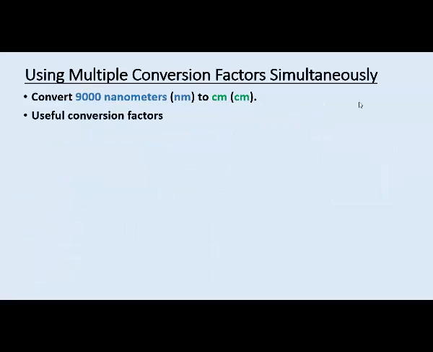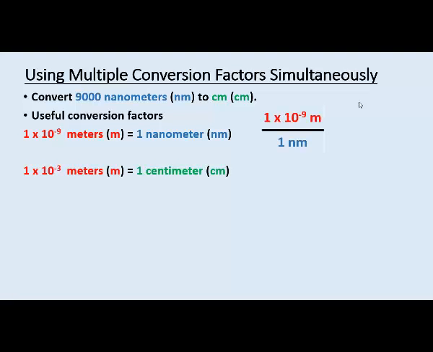So let's say I want to convert from the 9,000 nanometers to centimeters all in one calculation, without stopping in the middle after step 1. I still need my conversion factors from meters to nanometers and meters to centimeters that we have been using. But let's see how I would set this all up to do the calculation all at once. So I call this kind of daisy chaining the conversion factors one after the other without stopping in the middle.